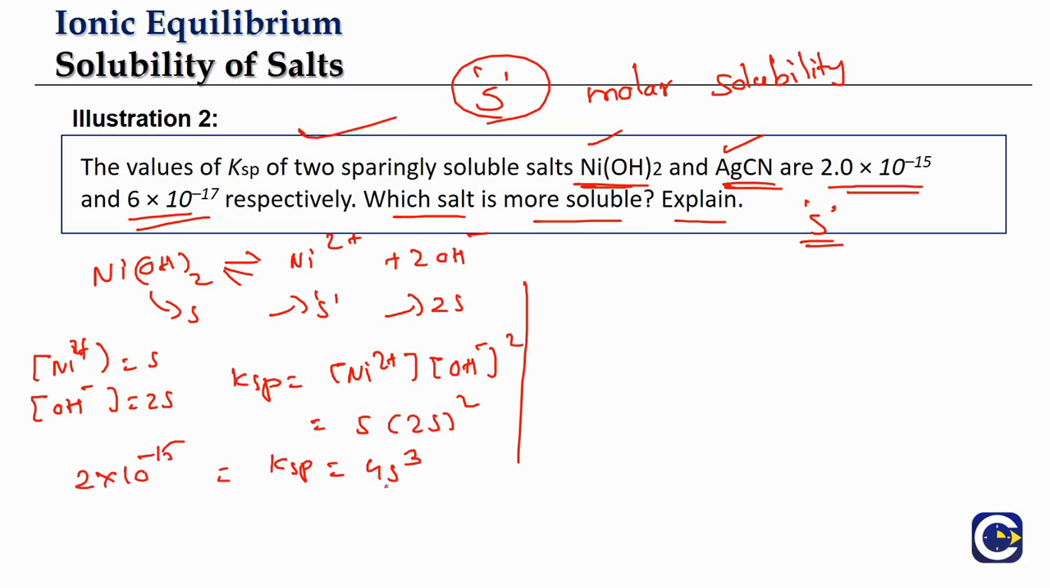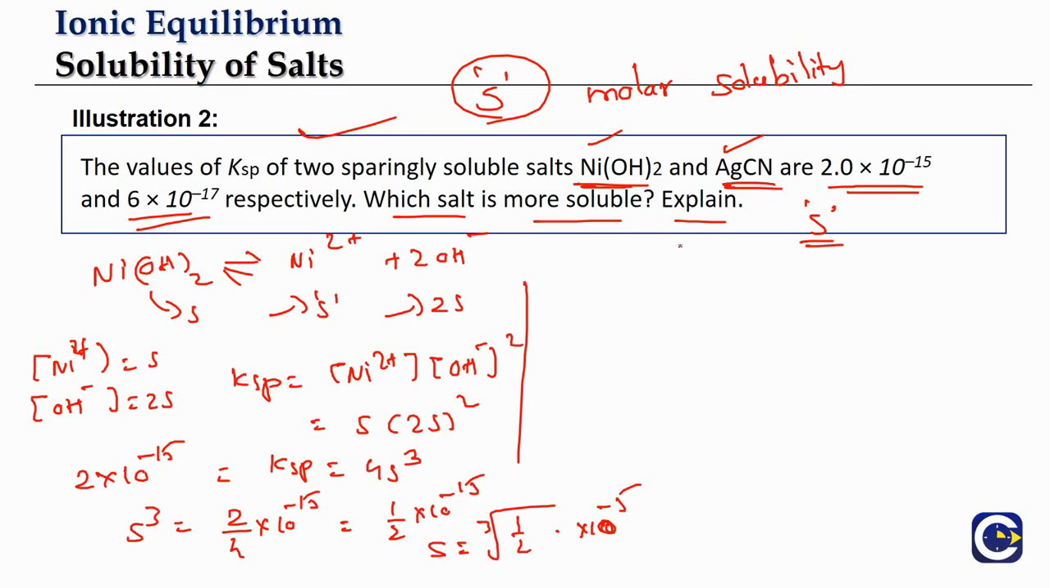So 4S cubed equals 2 into 10 power minus 15. So S cubed will be 2 by 4 into 10 power minus 15, which we can call 1 by 2 into 10 power minus 15. From here we get the S value. S will be the cube root of 1 by 2 into 10 power minus 5. So this is the value of S. Let's keep it on one side. Now we'll go to the other salt.